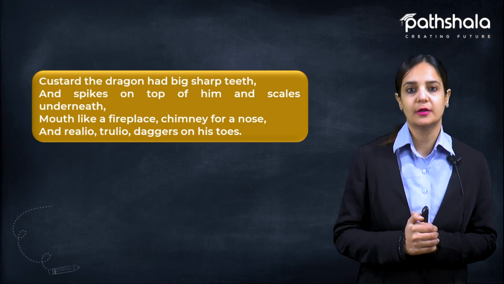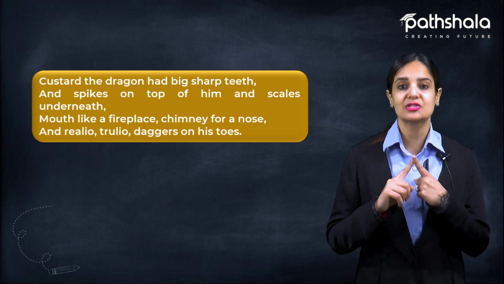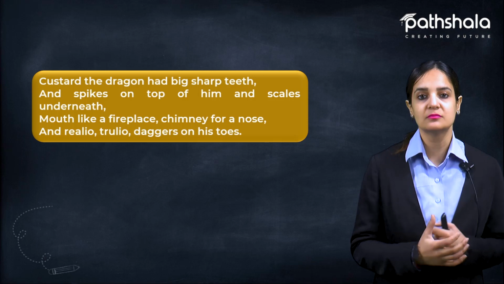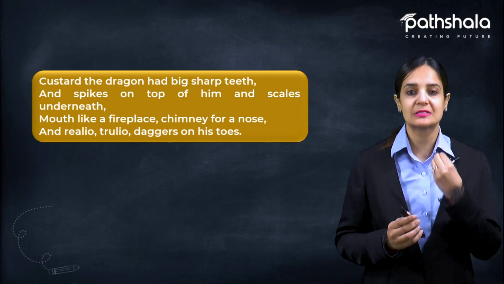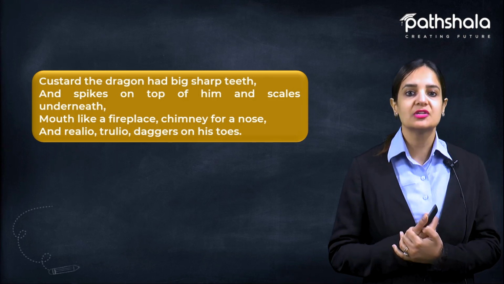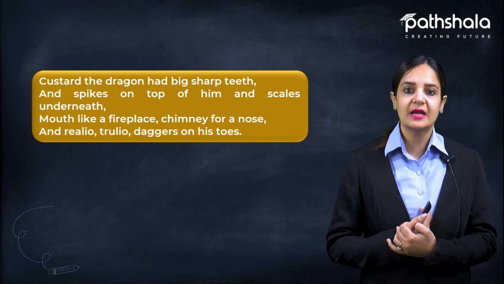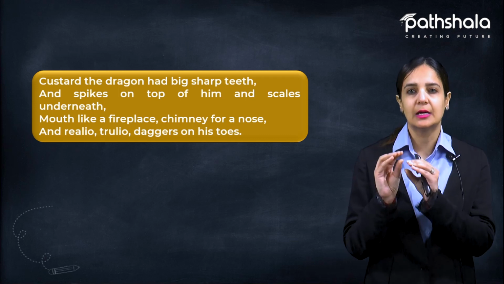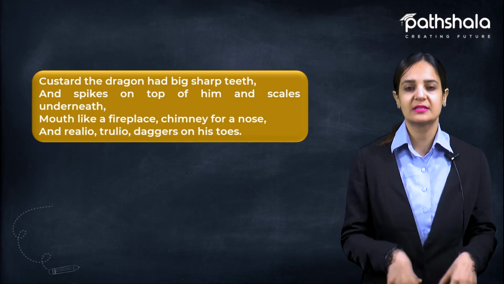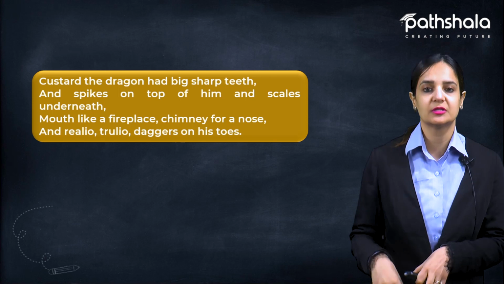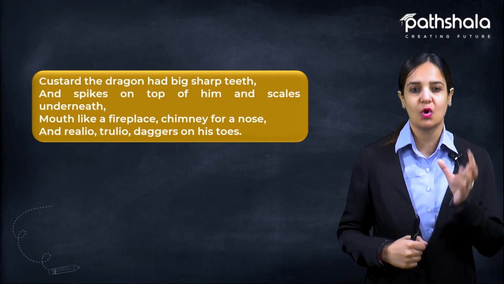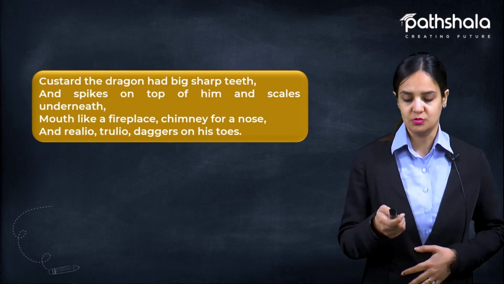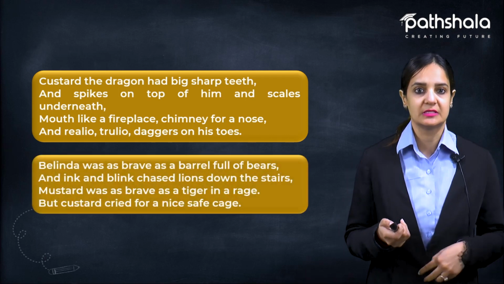And chimney for a nose. Why is his nose being compared to a chimney? Because his nose also takes out some smoke. Because of the fire, his nose sniffs out some smoke. And Relio Trulio, daggers on his toes. So Relio Trulio is actually small little dragons who you can always find near his toes. Near the toes of this Custard, you can find small dragons who are always wandering here and there, near his feet.